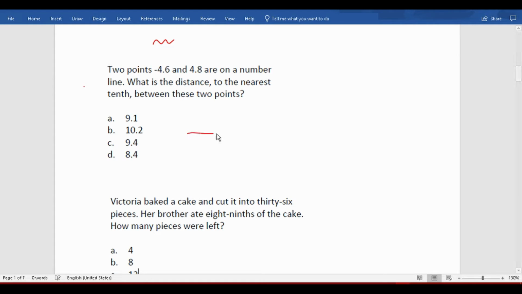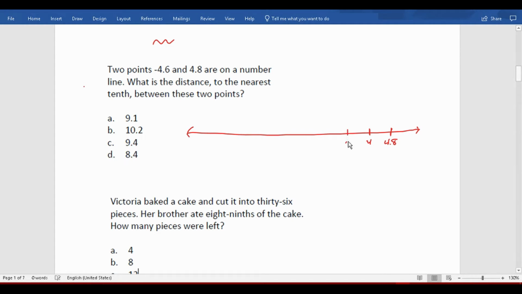Okay, good. So since these 2 points are on a number line, let's go ahead and try to solve this one using a little sketch here as an aid. So we're told 1 point is 4.8 and the other one's negative 4.6. So I'm going to put 4.8 on my number line and work my way back to negative 4.6. And I'm going to do it in increments of 1. So this is going to be 4 right here.